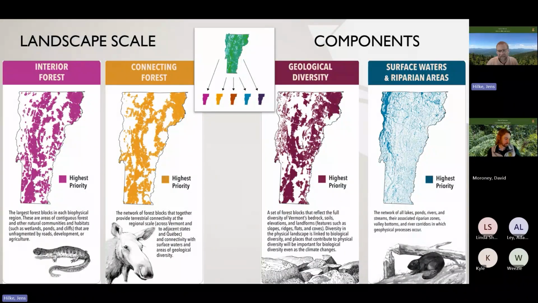So the design is not an a la carte menu. You can't say, oh, I'll take interior forest, but not surface waters. In our opinion, this is the ecologically functional landscape, and we need it in its entirety. But I will explain how understanding these individual components can help you understand more about the values that add up to that ecologically functional landscape.